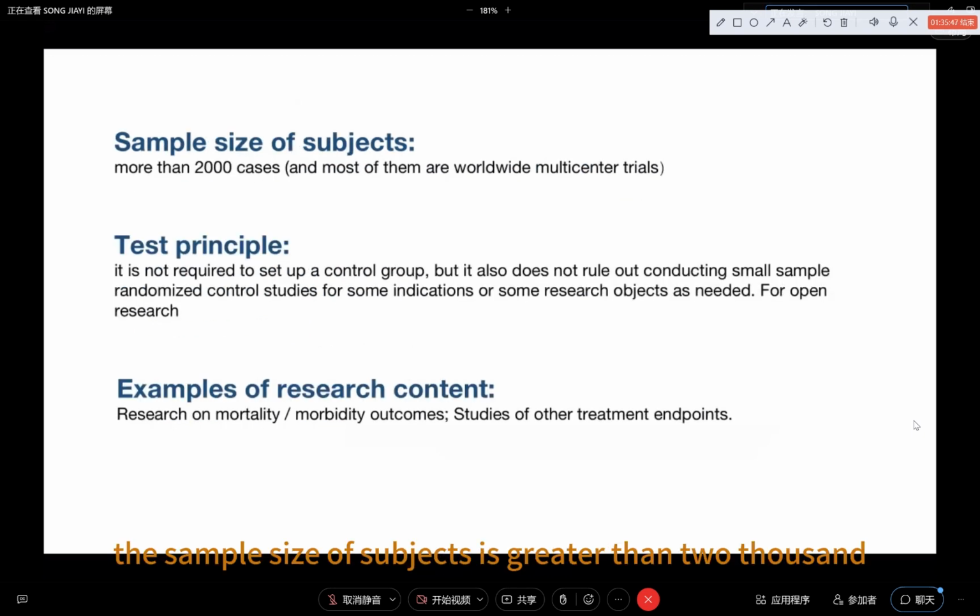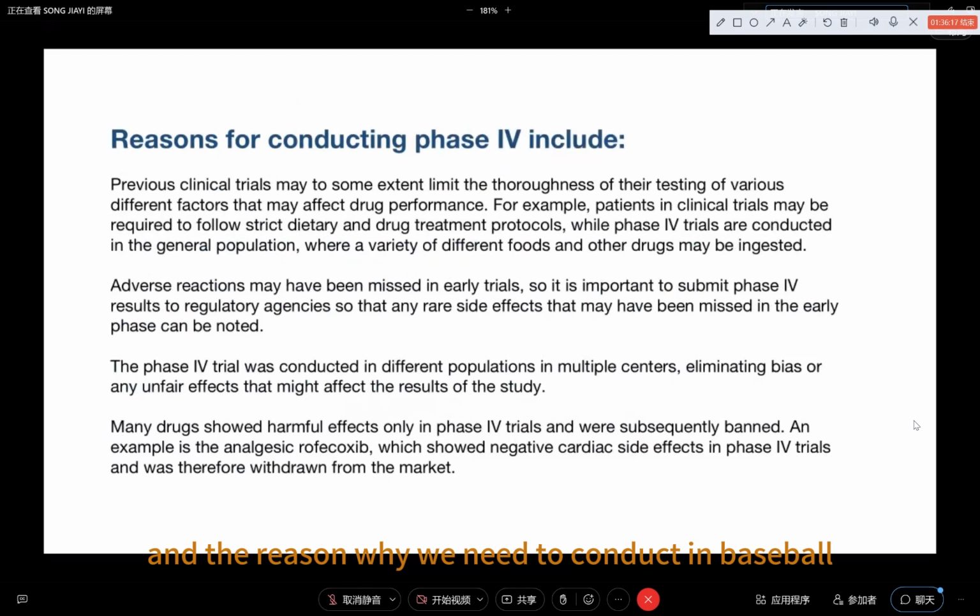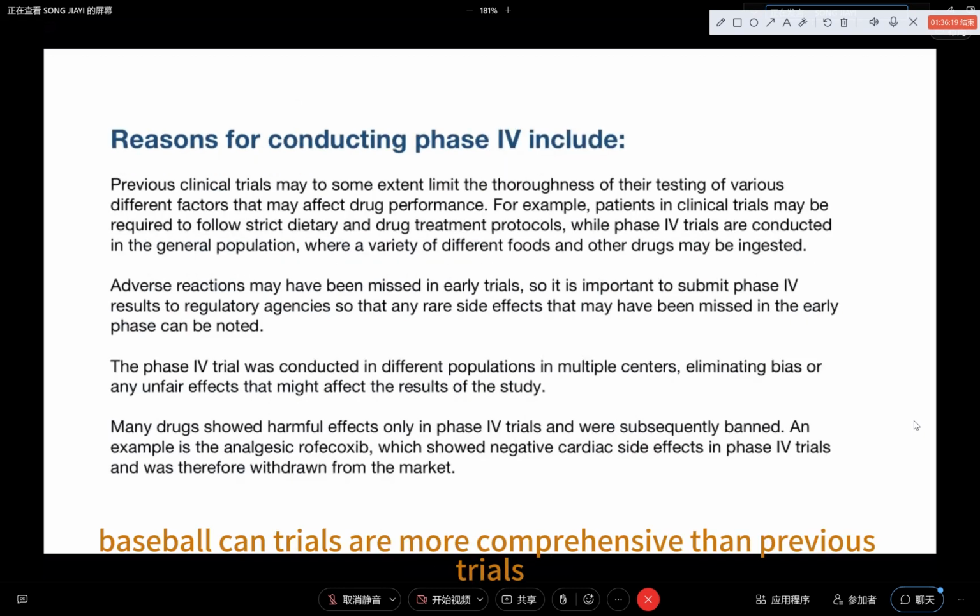Generally, the sample size of subjects is greater than 2,000. There's no need to set up a control group, but it also does not rule out small sample randomized control studies for some indications or some research objects as needed. Mortality and morbidity outcomes are often used as one of the study endpoints.